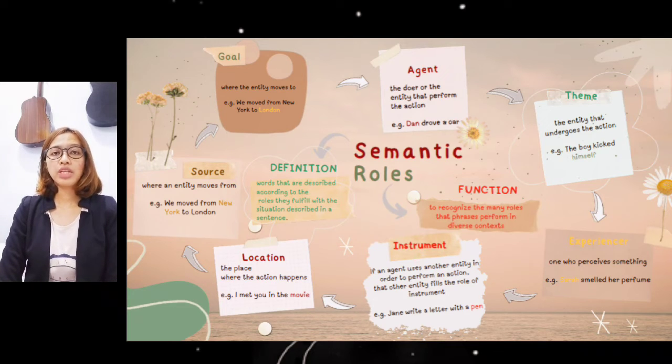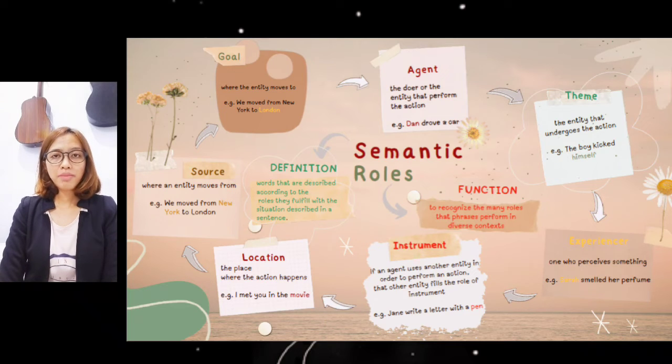Now, I'm going to explain the location. Location is the place where the action happens. Here I have an example. I met you in the movie. From this sentence, the location is the movie, which is the place where the action happens.